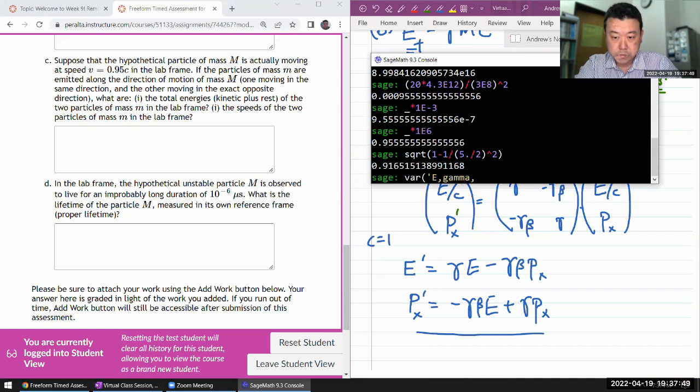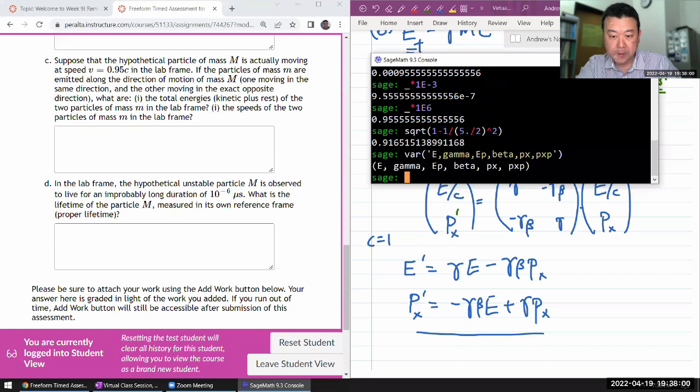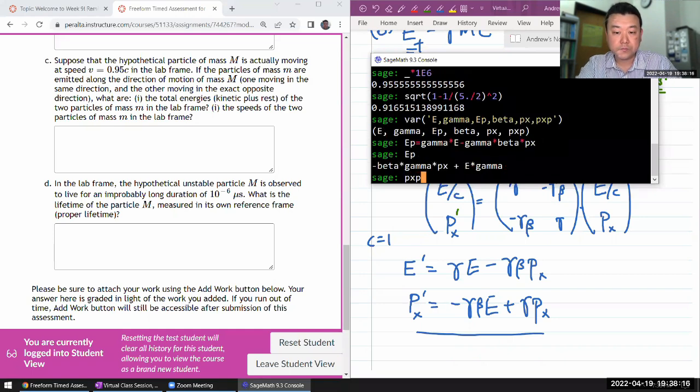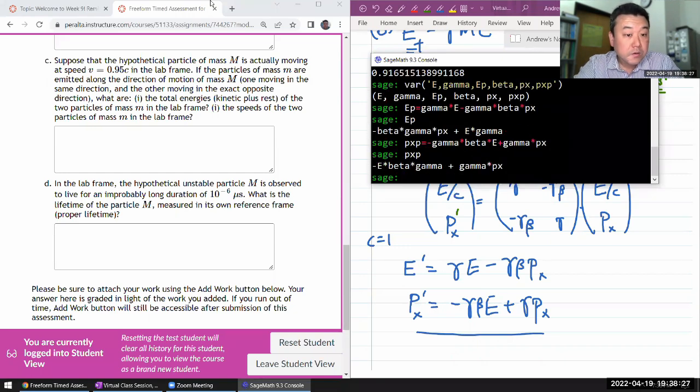I need the E prime, I need the beta, I need the momentum p_x prime. I think that's everything. Okay, so I didn't have to declare some of this. So the transformed energy is gamma times E minus gamma times beta times p_x. And my transformed momentum is minus gamma times beta times E plus gamma times the original momentum.